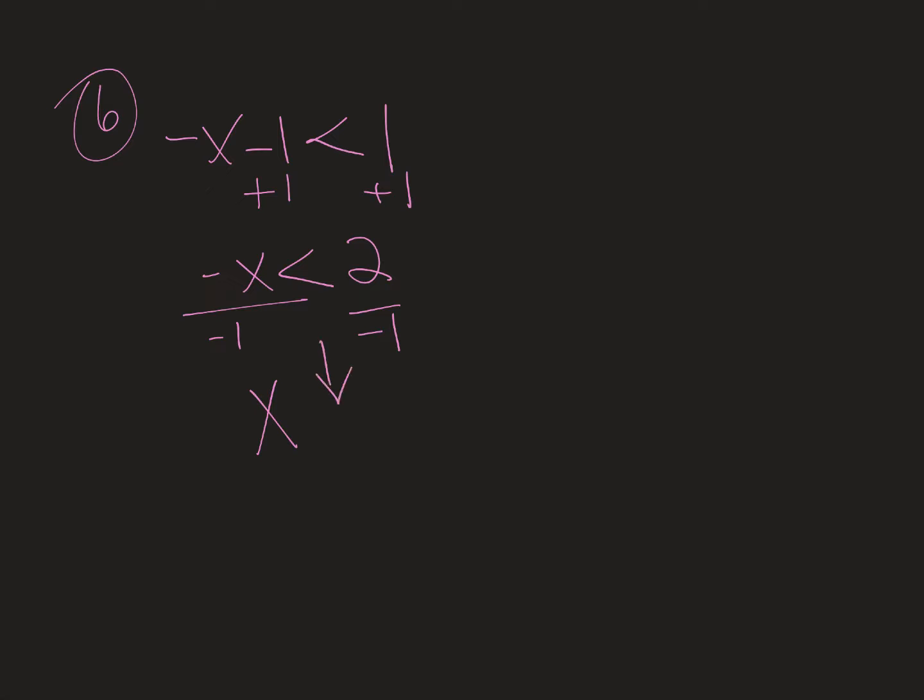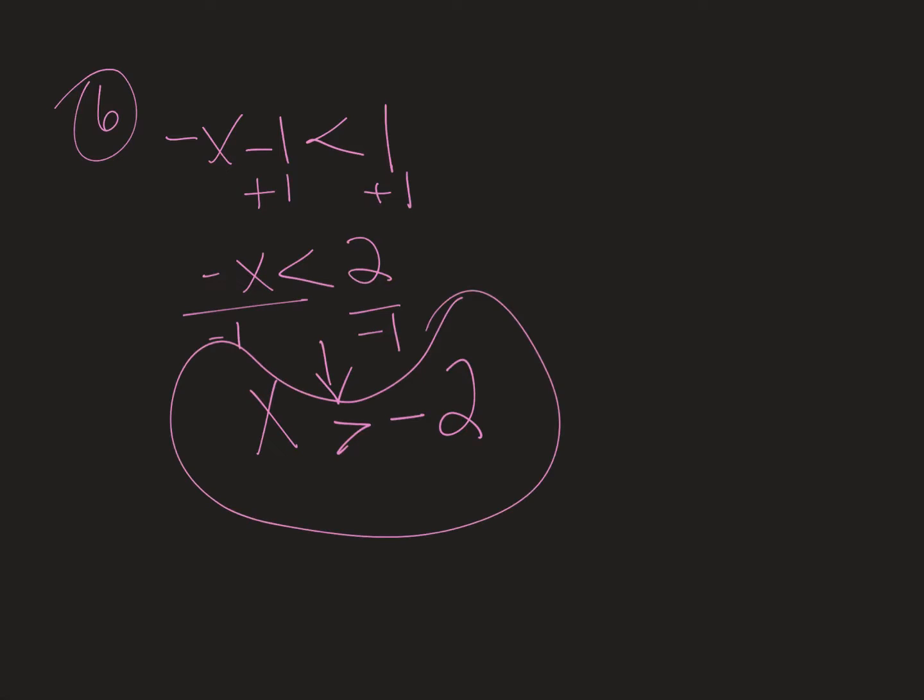All right, so number 6 is negative x minus 1 is less than 1. Again, you're going to add 1, negative x is less than 2. Again, you have an invisible 1. You're going to divide by negative 1. x, you're going to flip your sign, and that equals negative 2. And that's your answer for number 6.